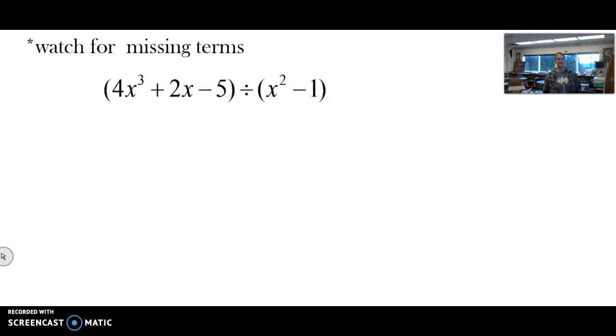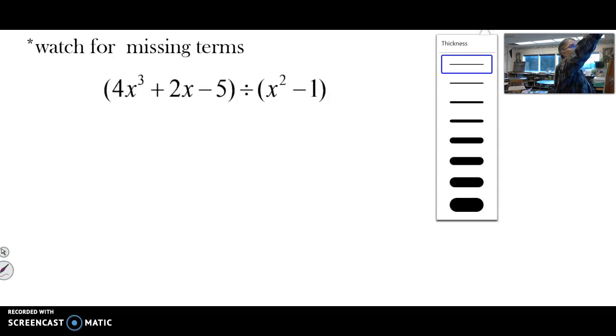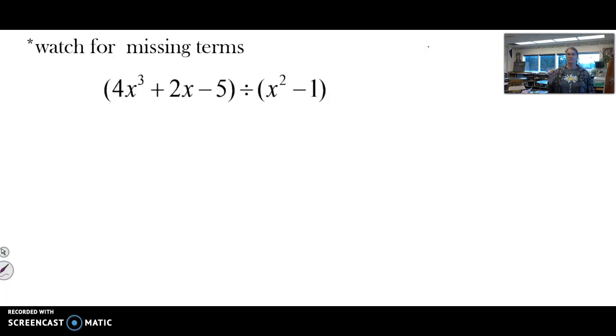The second example that I'm going over on polynomial long division. Again, write down the example and pause as you need to when we're going through this, so that you can follow along completely and have it in your notes. Notice at the top it says watch for missing terms. There was a missing term in example 1 as well.